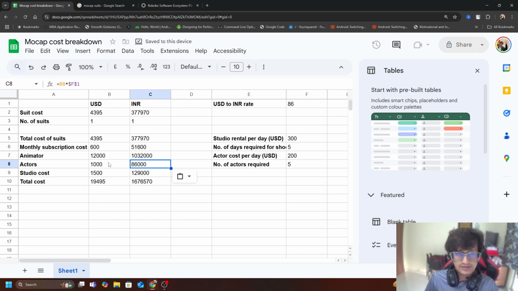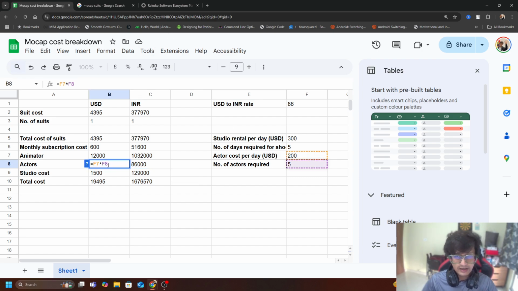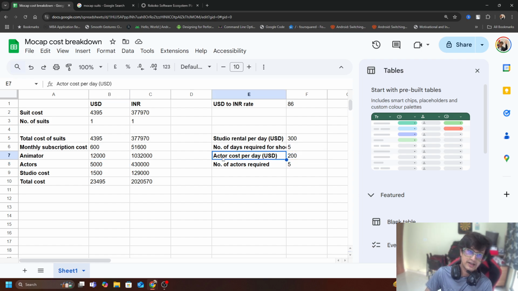Okay, five actors, but you also have to see that they are required by you for those particular days. So this is going to be multiplied by 5. So that is going to turn out to be $5,000. So it's F7, which means actor cost per day $200, multiplied by number of actors required, multiplied by number of shoot days for that actor.